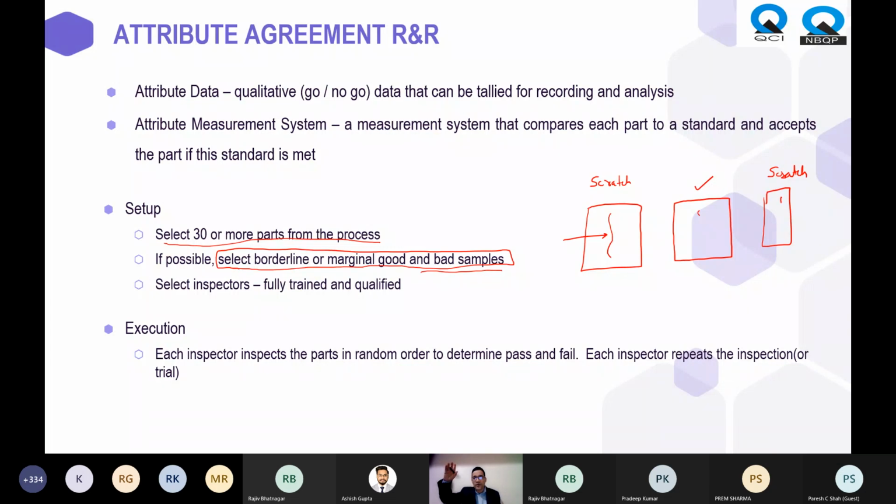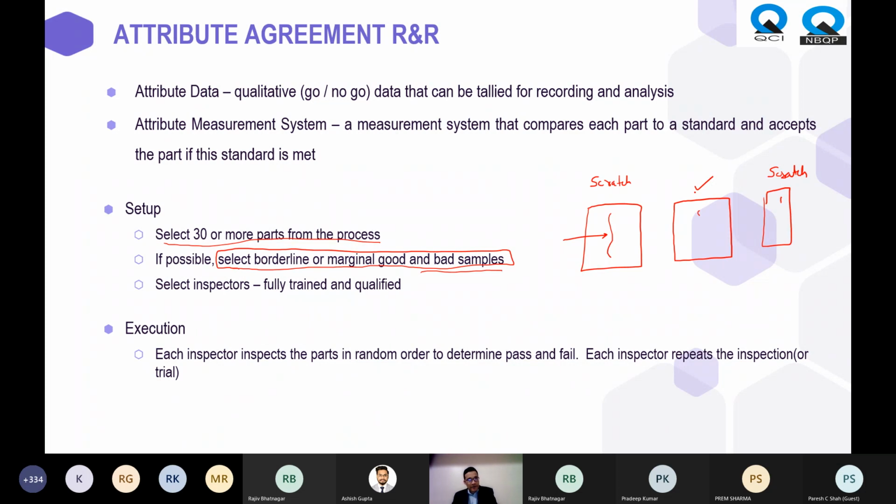That is, the quality head has said this will be treated as no scratch. If the operator is saying the same thing, this means the operator is good enough. He is able to have that reproducibility. But if that is not happening, then probably we have to give him training and all those things. So when doing attribute agreement analysis, or my variable, I have to have all sets of parts to get the full variation in my process itself.